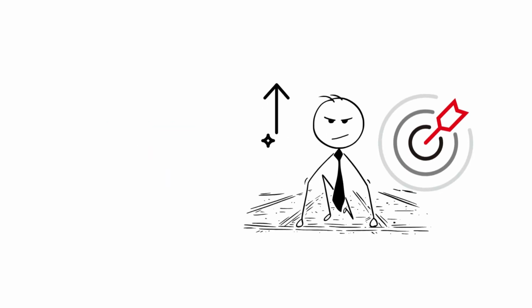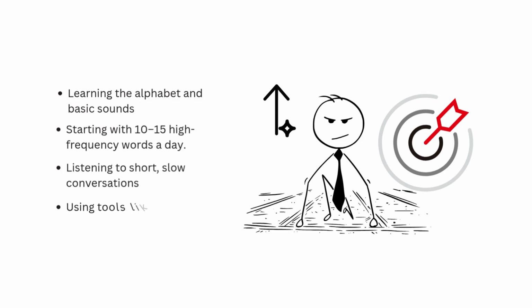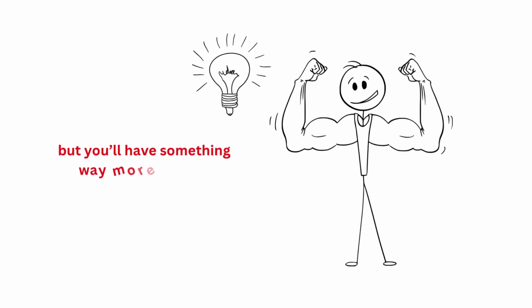During these 30 days, focus on learning the alphabet and basic sounds, starting with 10 to 15 high-frequency words a day, listening to short, slow conversations, using tools like Anki or Quizlet for spaced repetition. By day 30, you won't be fluent, but you'll have something way more powerful, momentum.